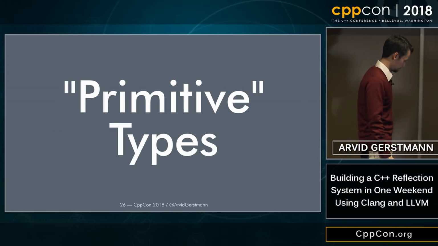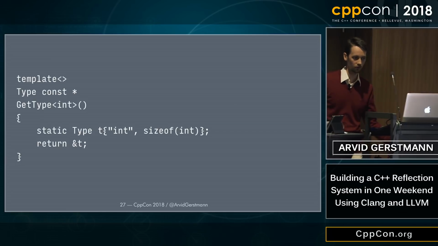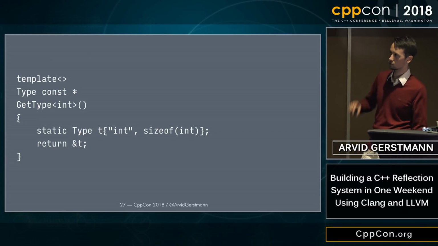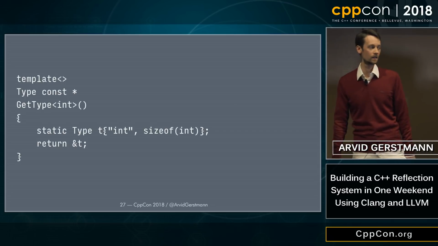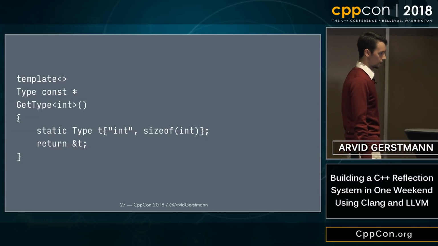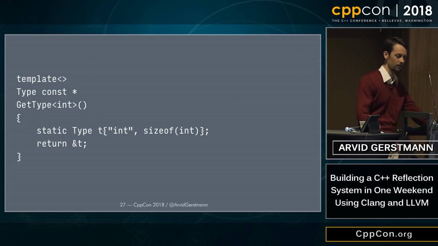So we need to write some code here. This is a definition of getType for int. And this is everything we need to do. We do that now for every primitive type we have. We just add the name and do sizeof. We can actually automate that with some macros, but I omitted that here.